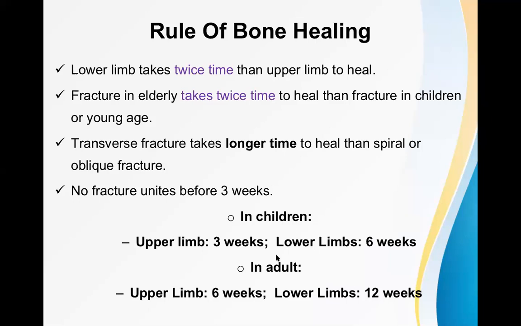Now there is a common consensus or rule in children. Upper limb fracture takes 3 weeks to heal, and lower limb fracture takes 6 weeks to heal. See here, lower limb fracture takes double the time of the upper limb fracture, 3 weeks to 6 weeks. But in adults, upper limb fracture takes 6 weeks to heal, and lower limb fracture takes almost 12 weeks to heal. 12 weeks.